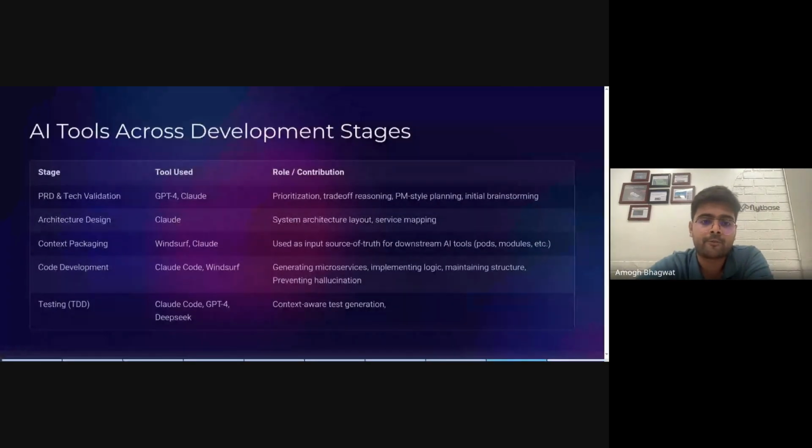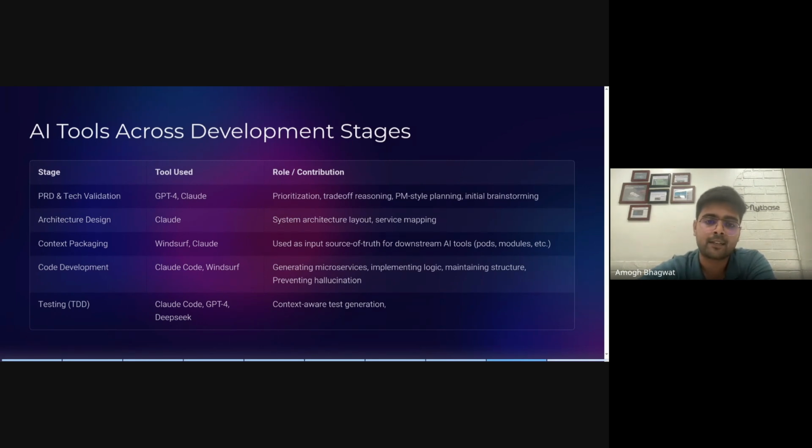high level, again, what we are looking at across the entire pipeline is PID and tech validation. This is where devs themselves are doing prioritization, understanding trade-offs, and PM-style planning. So GPT-4, Claude, all the different LLMs come in handy over here. This then follows into architecture design. So once you have a high level initial brainstorming done and high level POCs completed, this is where we figure out how it will fit into the entire current code base of the product.